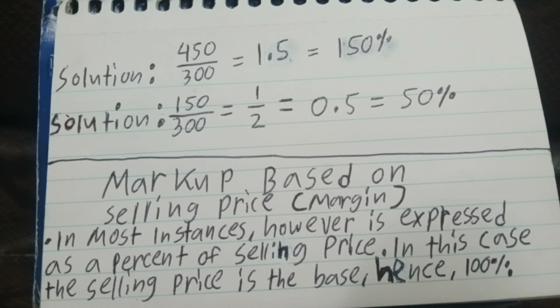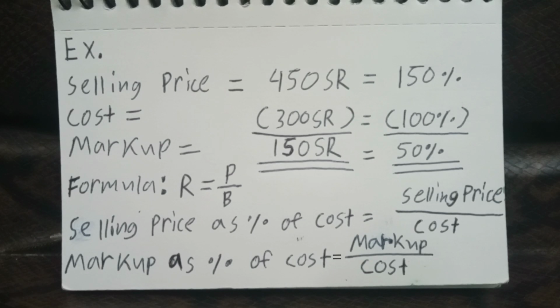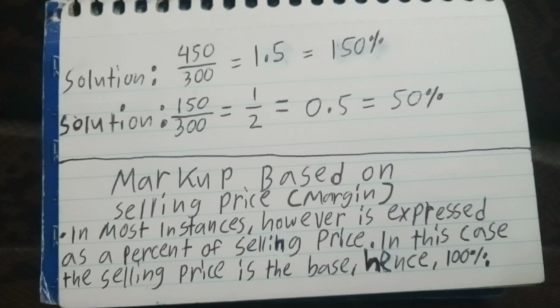And to get the markup percentage, we have to divide 150 by 300, which will give us 1 half. And if you convert 1 half to decimal, it's going to give us 0.5. So 0.5 in percentage is 50%. So 50% is going to be our markup percentage. Shall we go back to the example? Let's go. As you can see here, our selling price percentage is 150%, and our markup percentage is 50%, and 300 is 100%.